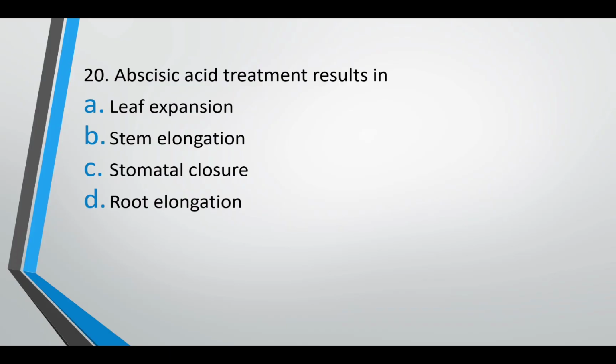Abscisic acid treatment results in leaf expansion, stem elongation, stomatal closure, root elongation. The correct answer is option C, that is stomatal closure.